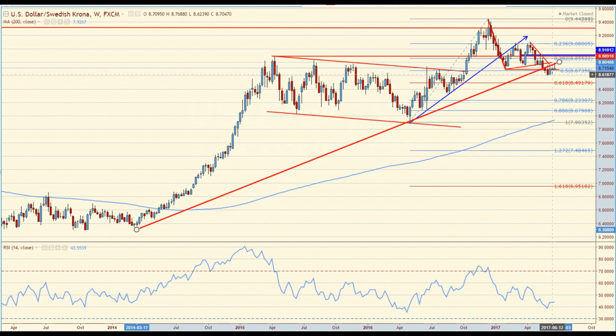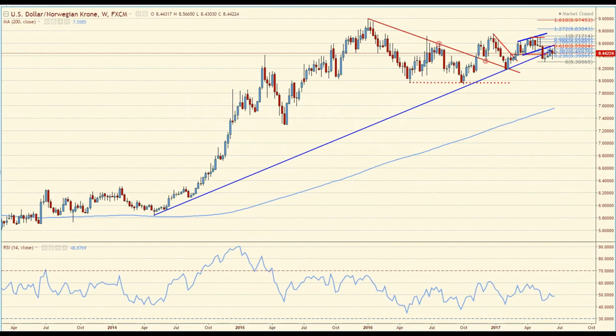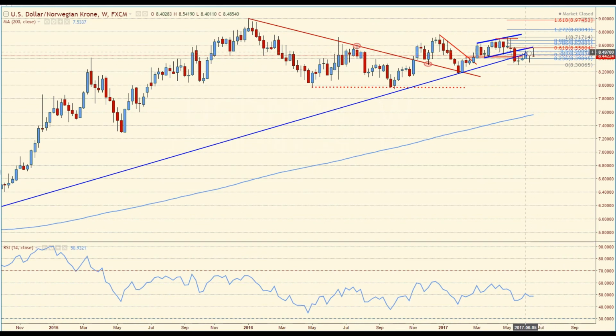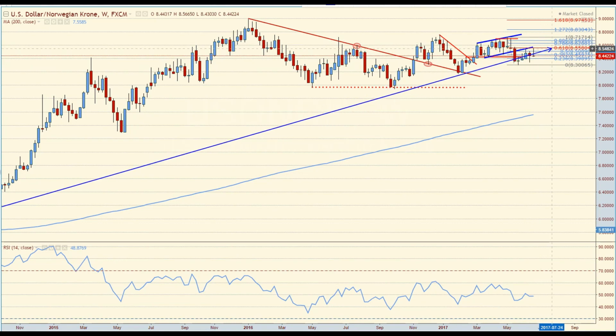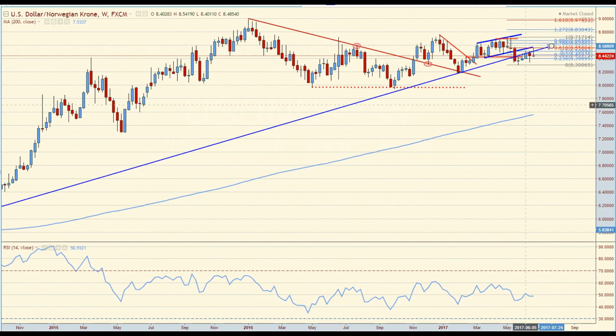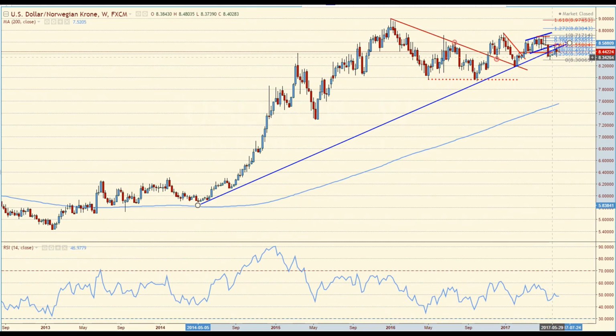If the dollar wants to pull back against the Swedish krona. Now also, since we're staying with Nordic currencies, take a look at the Norwegian krona, or the Norwegian crown, however you want to look at it. You see how we have this strong uptrend right here? Okay. We've had a really difficult time getting back above that.